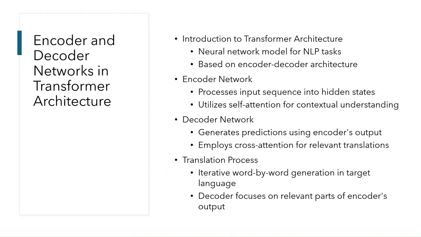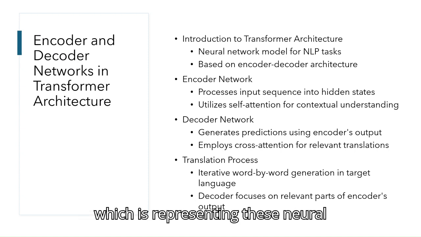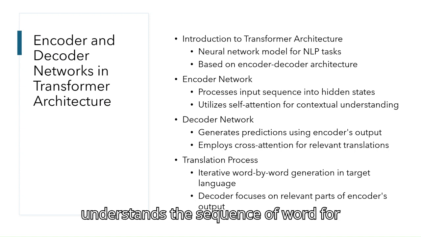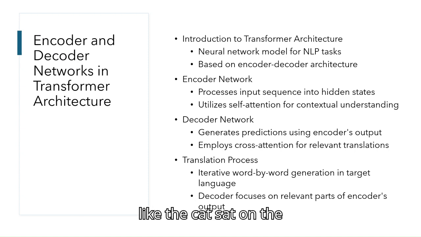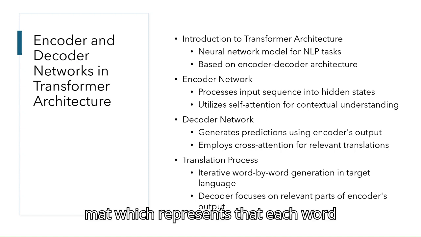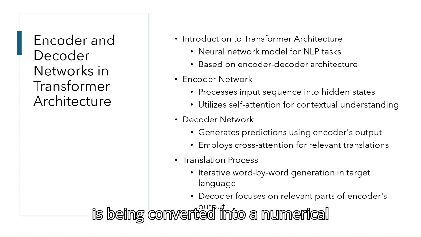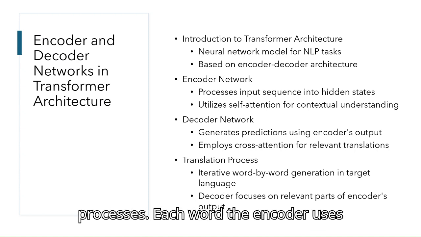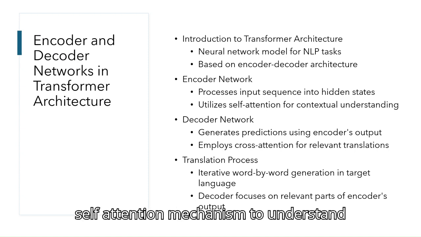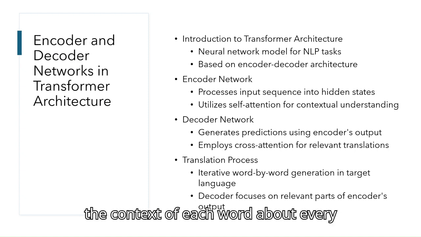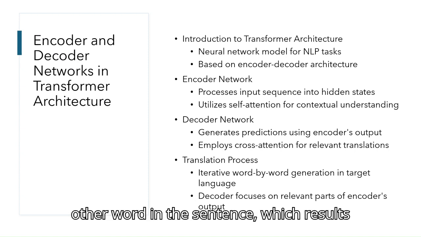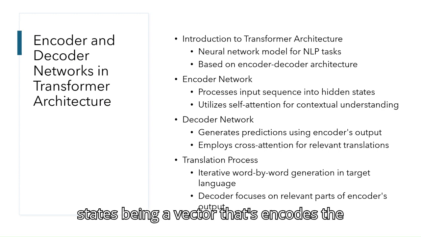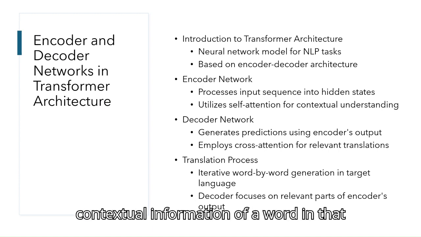embeddings. Now, when the transformer architecture, which represents this neural network, does this processing, it understands the sequence of words like the cat sat on the mat, where each word is converted into a numerical form. As it processes each word, the encoder uses the self-attention mechanism to understand the context of each word relative to every other word in the sentence, which results in a sequence of hidden states, each state being a vector that encodes the contextual information of a word in that sequence.